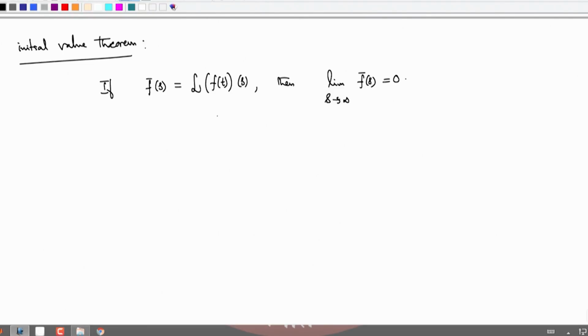Using this we can also get the limit as s goes to infinity of s times f bar of s, which is nothing but the limit of f of t as t goes to 0, that is actually f of 0. If f is a continuous function at 0, this is what happens. In particular, you can have this result, and this is exactly what is useful for us. Let us prove simply how we do this.